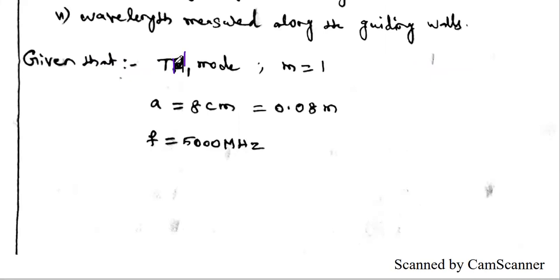So for TM1 mode, what does this mean? The one is said to be M. And A is 8 centimeter, so you convert centimeter into meter: 8 by 100, so 0.08 meter. Then the operating frequency is 5000 megahertz. These are all the three given data.